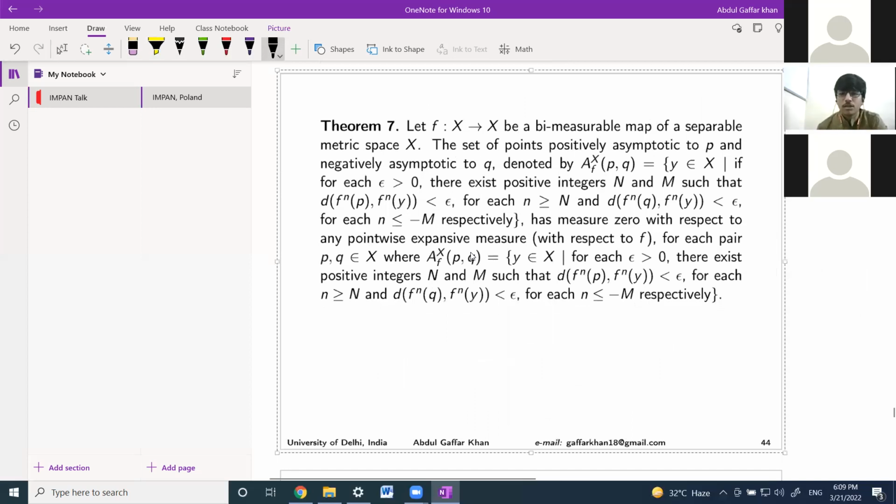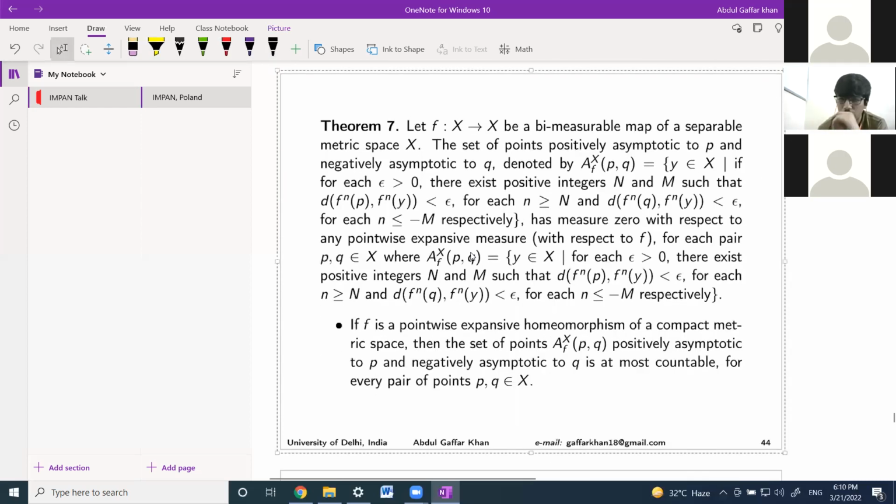Using similar arguments, we can further establish that if F is a bi-measurable map of a separable metric space and the measure is pointwise expansive regular, then the set of all points positively asymptotic to P and negatively asymptotic to Q will also have measure 0.